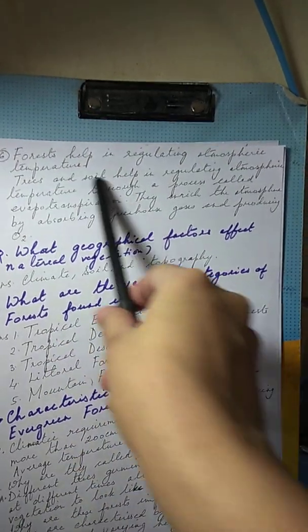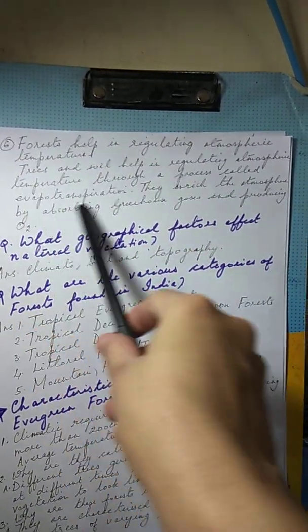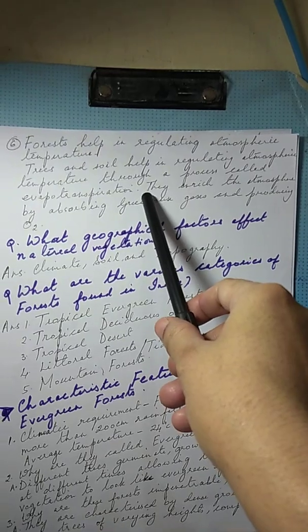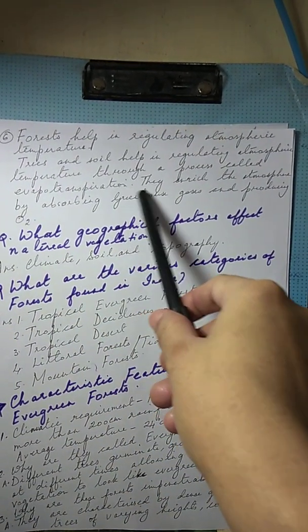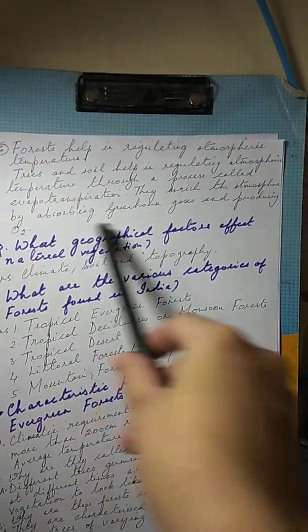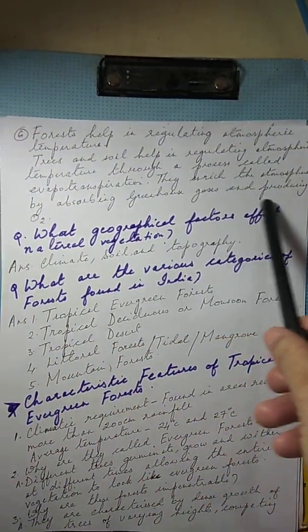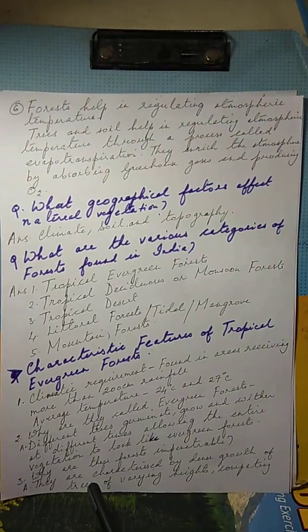And people during the summer season like to take refuge under the shade of the tree. It's because this particular process produces a cooling effect in the surrounding region. They also enrich the atmosphere by absorbing greenhouse gases and producing oxygen.